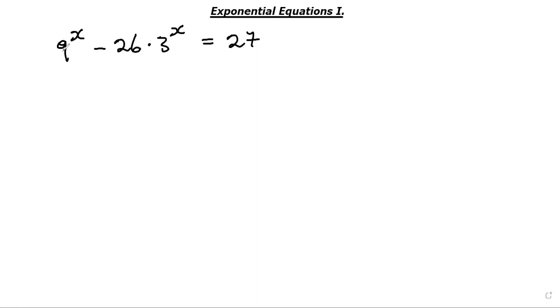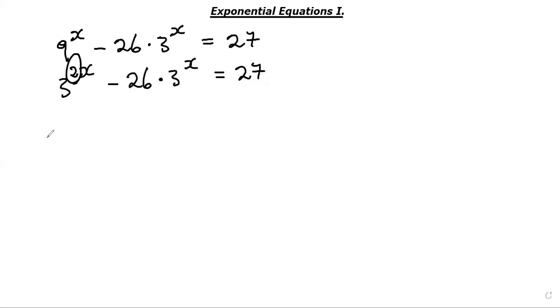The first thing you must do here is to make sure that the 9 is written in exponential form to base 3. So it's just going to be 3 squared, right? So if you have 3 squared, which is further raised to the x, you can choose to write this as 3 to the 2x. Then you have 26 times 3 to the x, and this is set equal to 27. Now you have to observe.